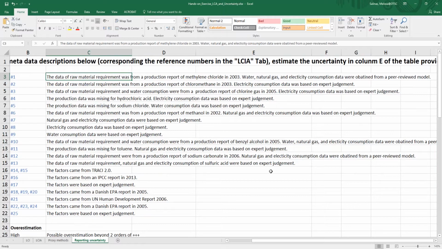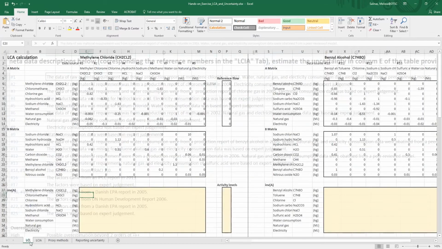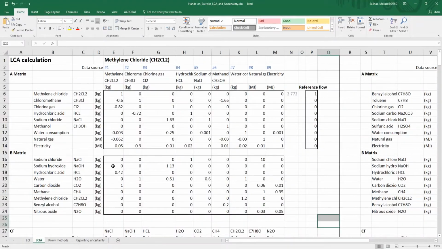One important thing that we want to extract out of this is the year, 2003. We have to think: is 2003 methylene chloride production accurately representing today's methylene chloride production or not? That is one of the questions we want to ask ourselves. Water, natural gas, and electricity consumption data were obtained from a peer-reviewed model. Again, this is not measurement data, it's model data. These are the kinds of things we want to capture. That was methylene chloride, and this is only one column here.